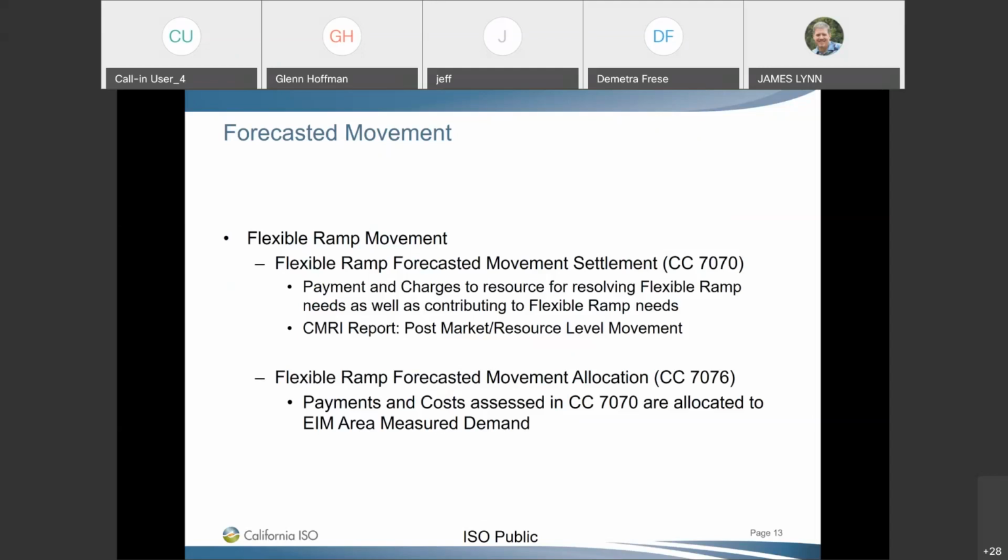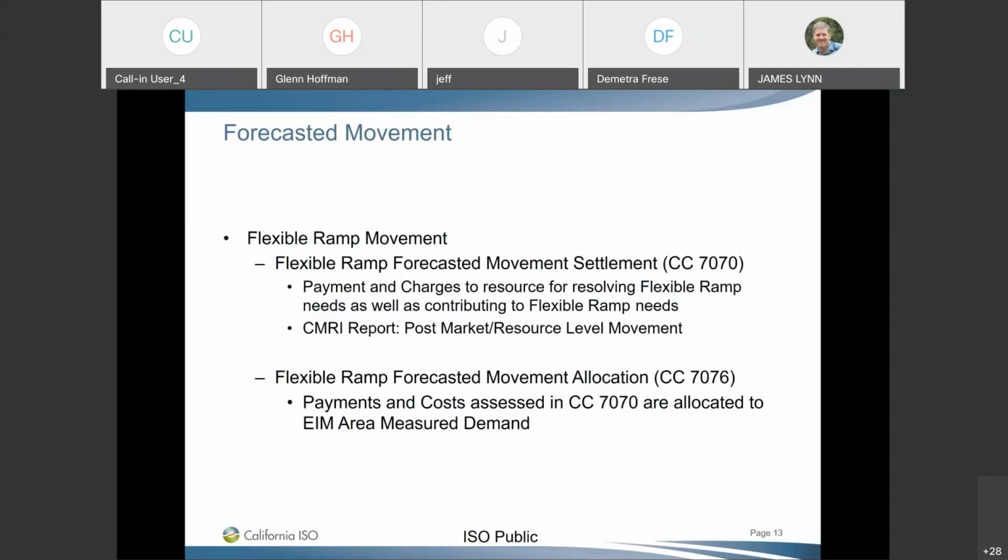Similar situation for down. Now, when it comes to forecasted movement, as I was saying, this resource is forecasted to move. This resource is expected to go 15 megawatts. Depending upon what the eventual demand forecast is, I have to pay that resource for going in the direction or helping me resolve uncertainty up. But I also need to charge this resource for potentially causing a need for the flexible ramp down. So therefore, flexible ramp forecast movement, it's a payment or charge.